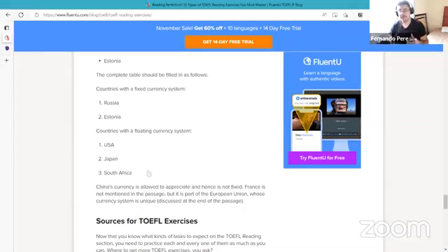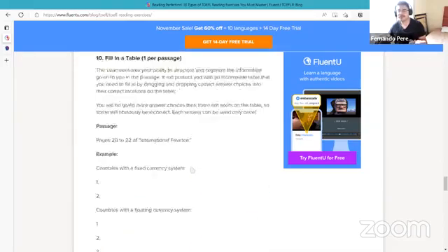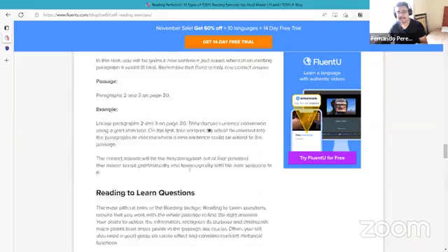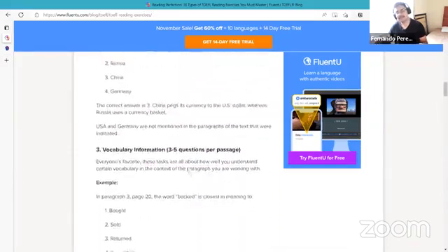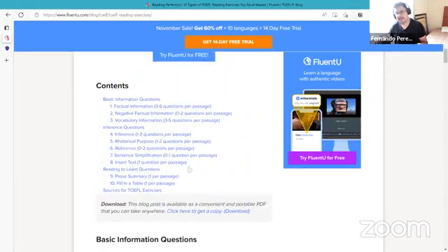Now, talking about vocabulary, if you think about the vocabulary that you just read in the examples, what was the passage about? We have the example passage.